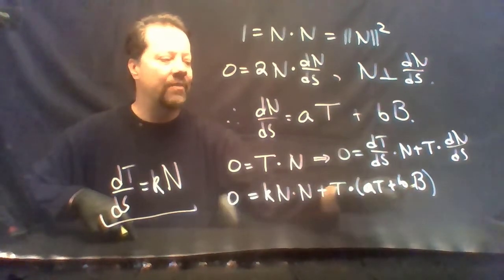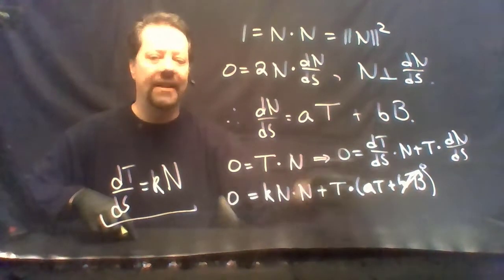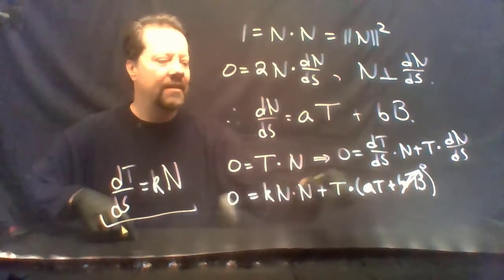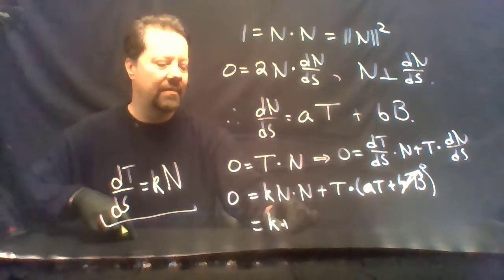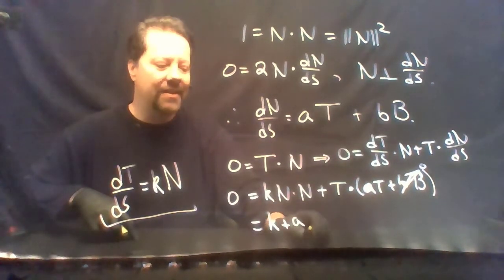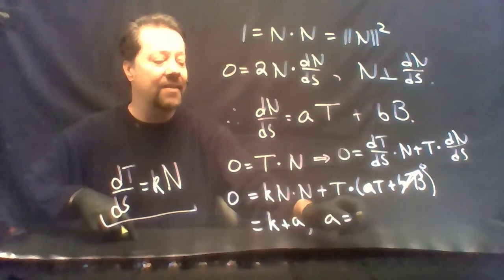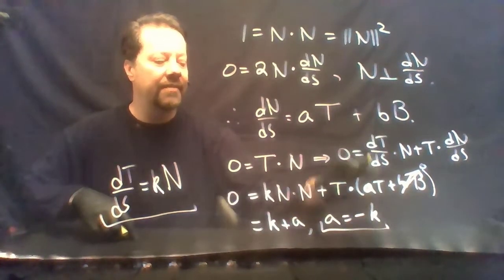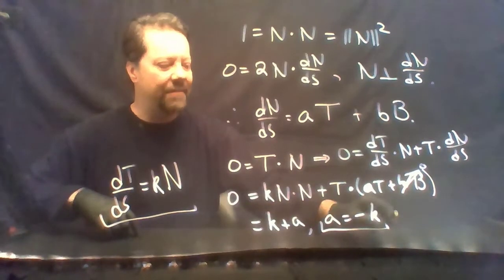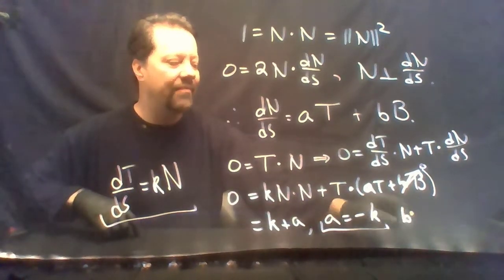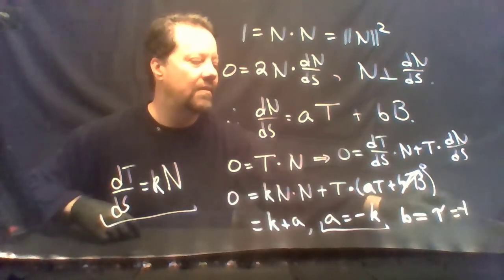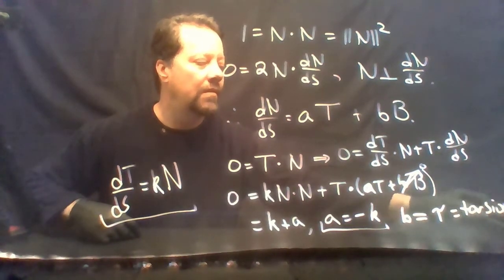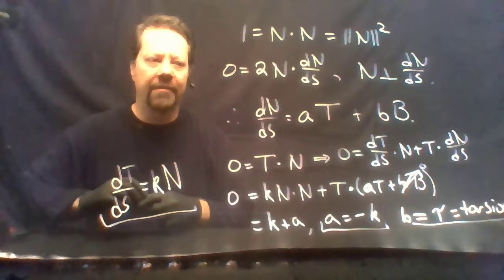When we dot T with B, we get 0 because T and B are orthogonal. T dot T is 1. N dot N is also 1. This equation tells us then that the constant a is minus the curvature. We will make the following definition. b is the torsion, which is denoted by tau. We'll have to figure out a formula for finding it.